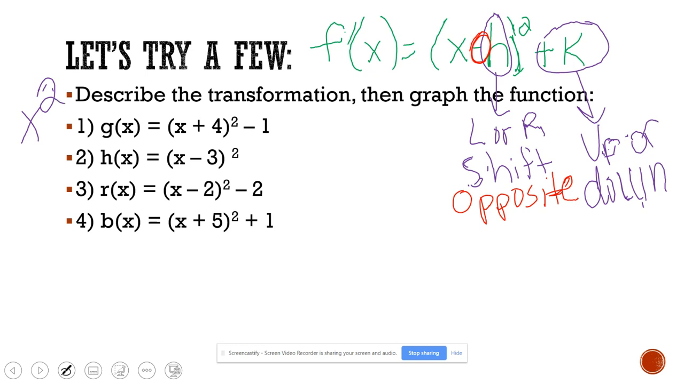So in number 1, this is our shift to the right or left. Now it says plus 4, which means it really went minus 4 or negative 4, which makes that left 4. This one on the outside is our k value. That's the up or down. And -1 is a down. That's face value. So this went down 1.